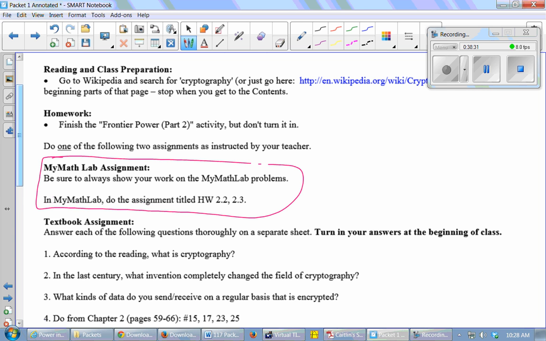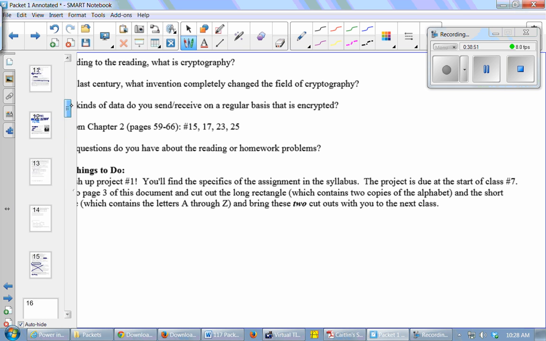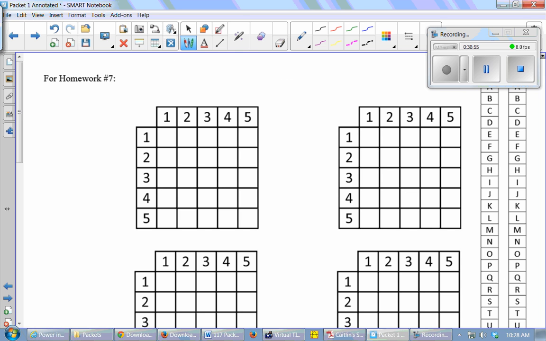Which was supposed to be due today, but I'm extending it till next week. And then also under Other Things to Do, finish up project 1. I'm going to collect that on Thursday, unless you have it today, and I'll take it today. And then the other thing is go to page 3 of this document, and there are some rectangles with the alphabet that I want you to cut out and bring to class.